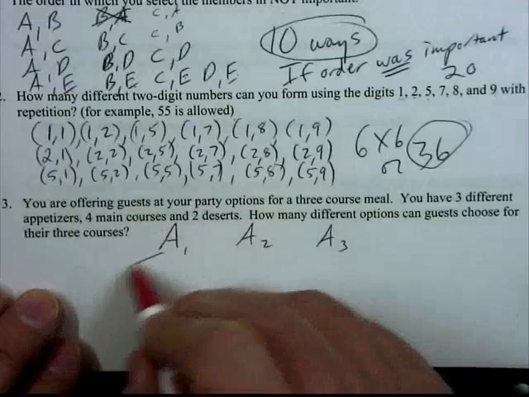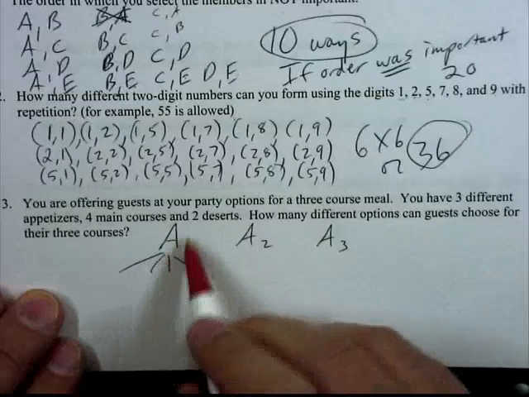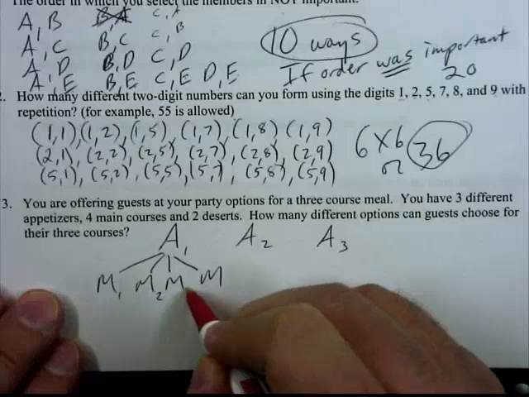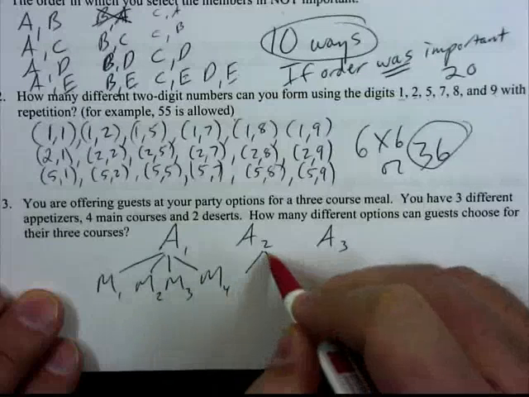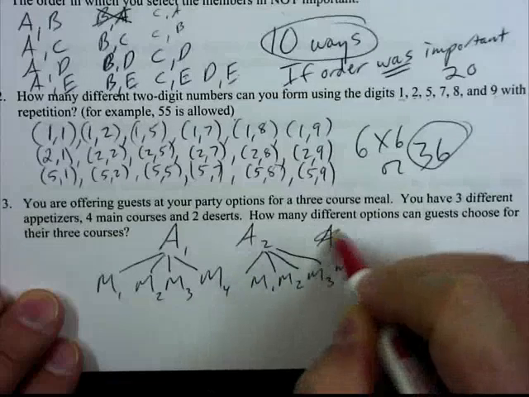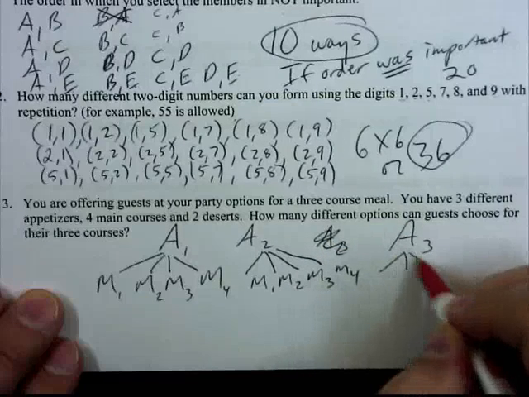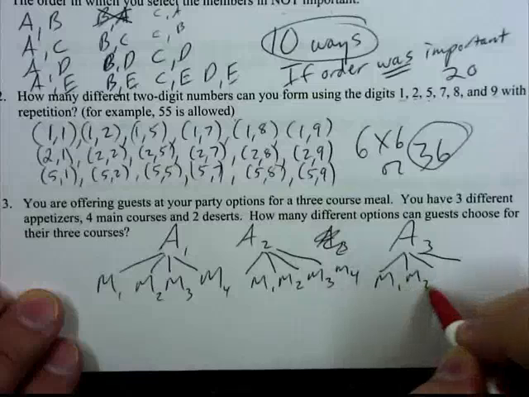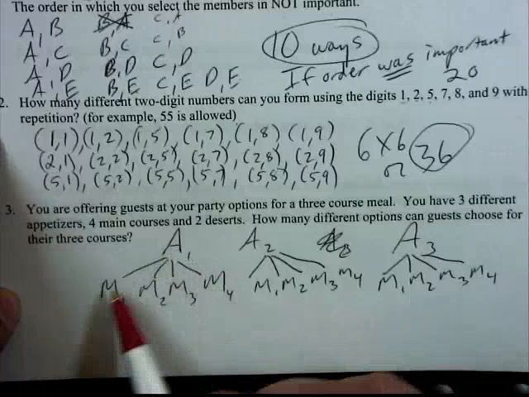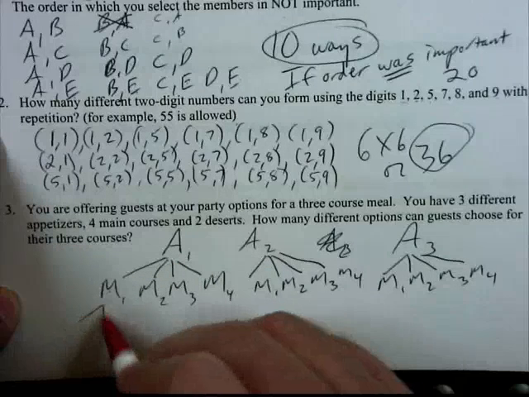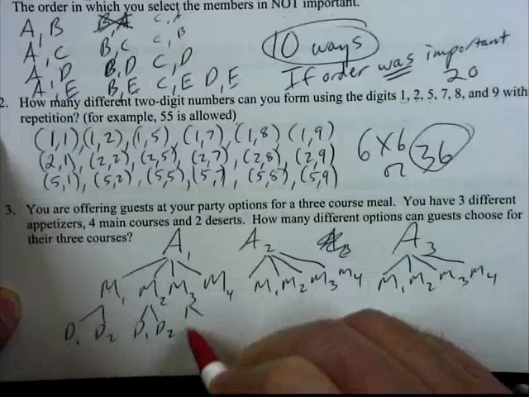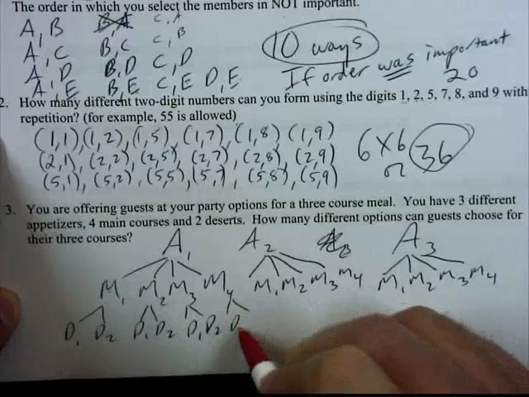Then we've got 4 main courses. So if we choose this appetizer, we've got 4 mains that would come off of that. Main 1, main 2, main 3, main 4. 4 mains that would come off of this one. And then we've got our appetizer 3, and we have 4 main courses coming off of that one. All right. Then once we've picked an appetizer and a main, then we've got 2 desserts. So each of those is going to have 2 desserts, dessert 1, dessert 2, dessert 1, dessert 2, dessert 1, dessert 2.